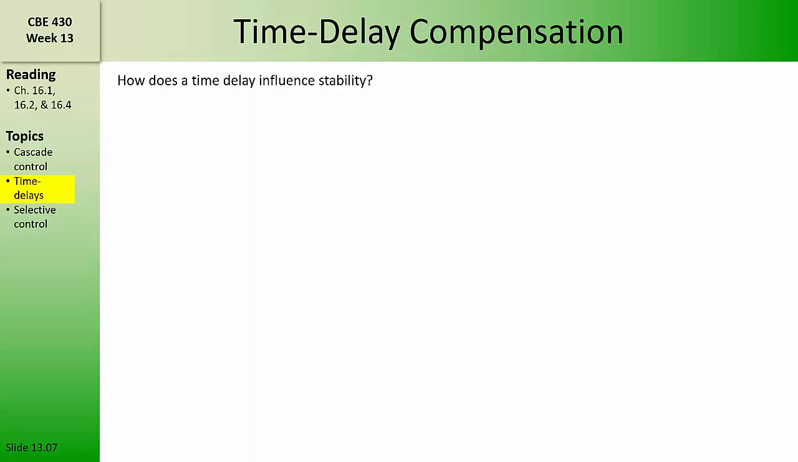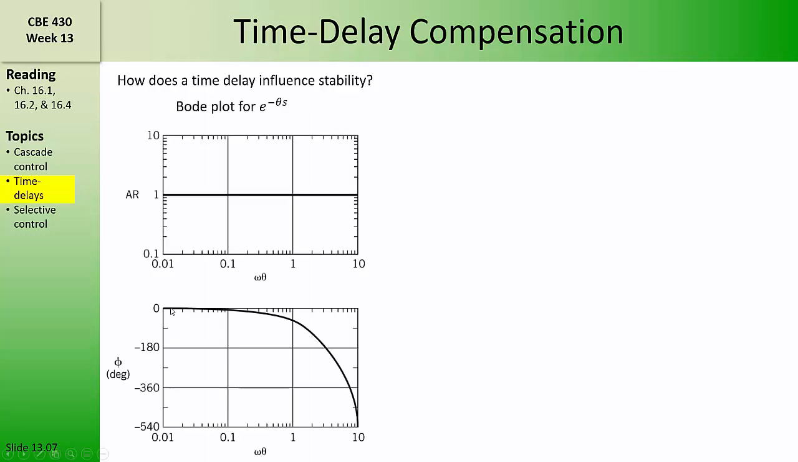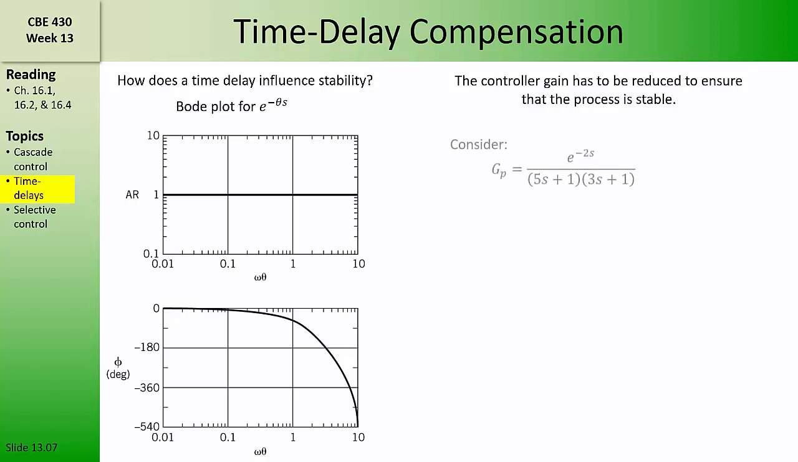Recall from our study of the frequency response in Chapter 14 that time delays have a strong influence on stability of feedback control loops. The time delay by itself causes the phase angle to cross minus 180 degrees at some finite value of input frequency, omega. Therefore, the controller gain has an upper bound under which it must remain in order for the feedback control loop to be stable. Consider an SOPTD process.